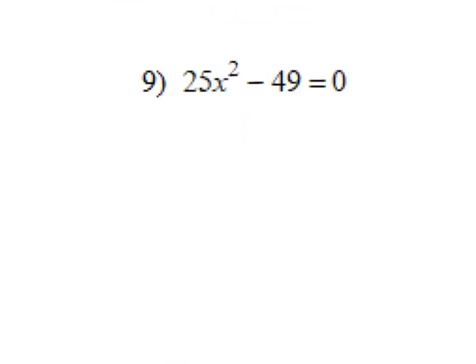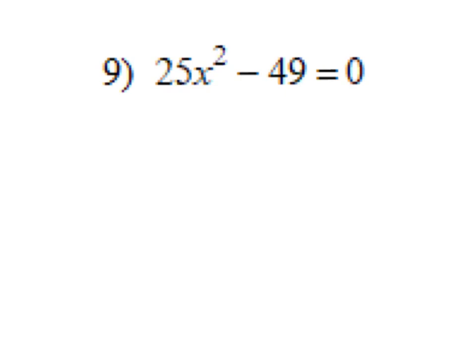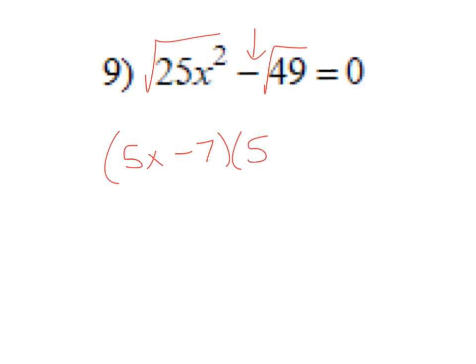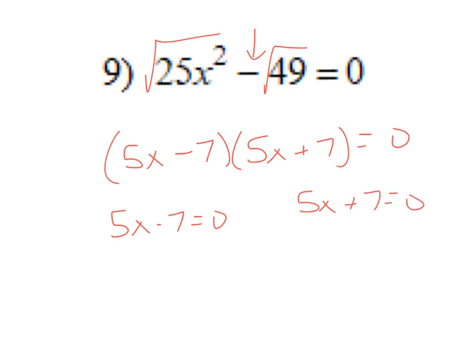All right, this guy's already set equal to 0, and he's a difference of squares. So keep in mind, can I square root? Can I square root? And do I have a negative in the middle? So I end up with a 5x minus 7 and a 5x plus 7 equals 0, since this is a difference of squares. So now I'm going to take my 5x minus 7 and equal it to 0, and my 5x plus 7 and equal it to 0.